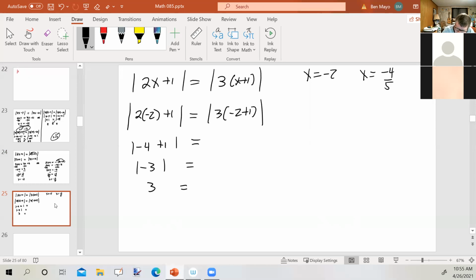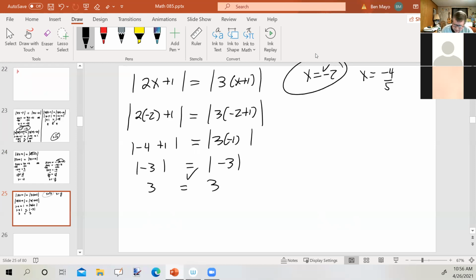On the right side, inside, negative 2 plus 1 would be negative 1. 3 times negative 1 is negative 3. The absolute value of negative 3 is 3. So this solution checks.